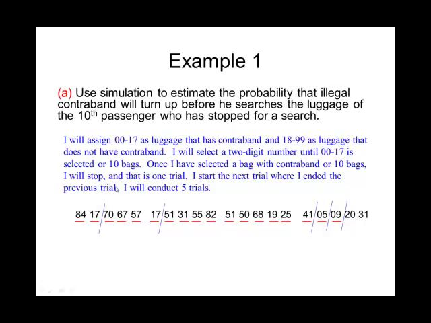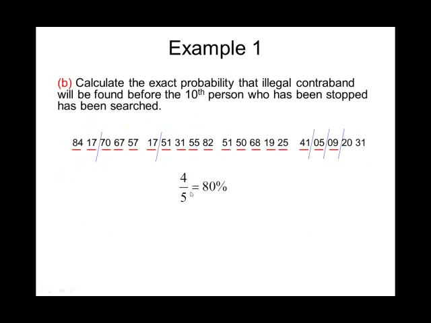So there is my simulation. In 4 out of the 5 trials, I have found that 80% of the time I have found somebody with contraband.